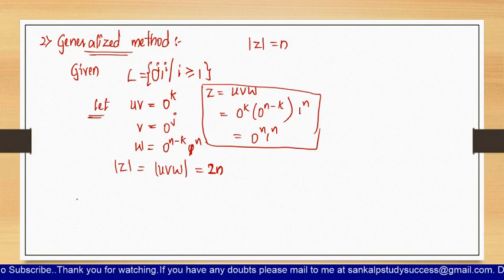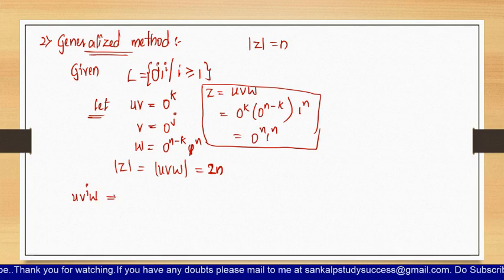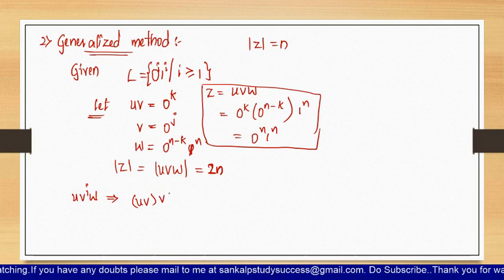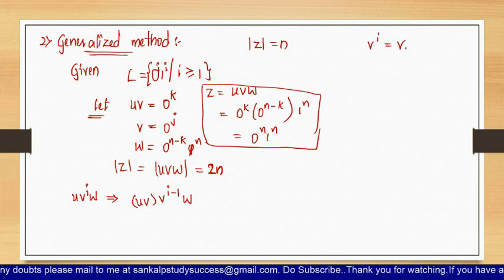Now we need to solve for u, v power i and w. Let us consider u, v power i and w is equal to, we know that u is nothing but uv times v to the power of i minus 1 and w. We can write v power i as v into v power i minus 1. So here we are just decomposing it into v power i minus 1.